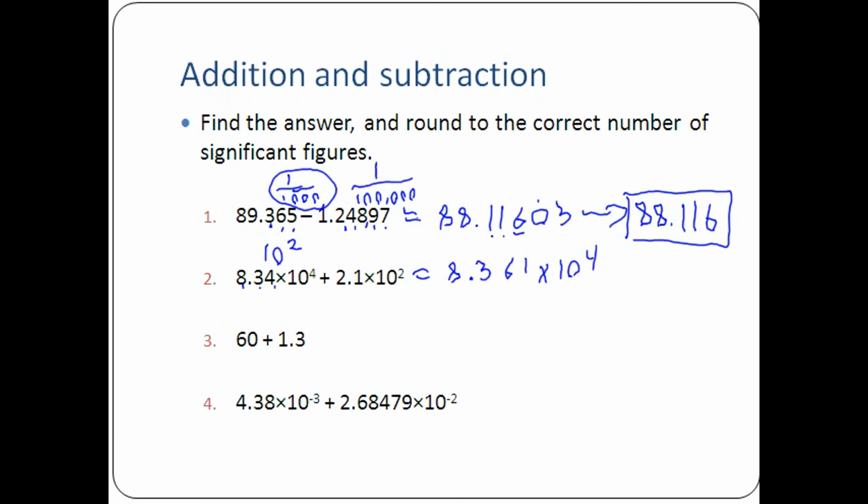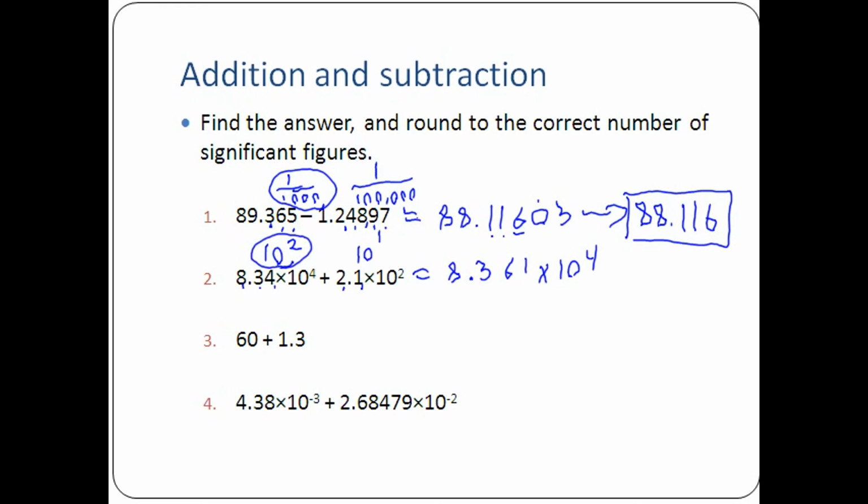For this last one here, 2.1 times 10 to the 2nd, so we have 10 to the 2nd. That means this must be 10 to the 1st. So the question is, which one is least precise? Well, if you measure it to the nearest 10 to the 2nd, that's a bigger number than 10 to the 1st. You're not measuring as precisely, so it's the 10 to the 2nd spot.